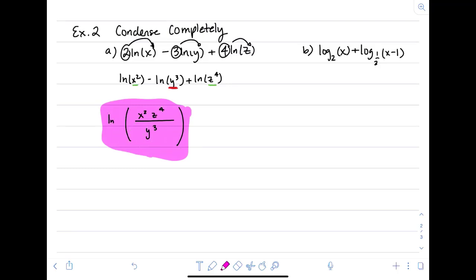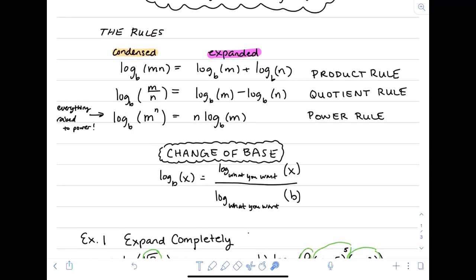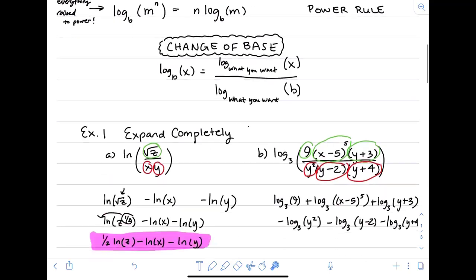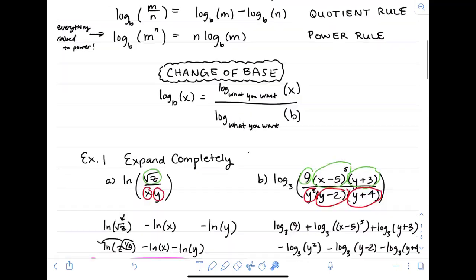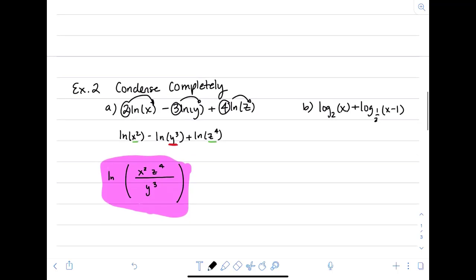Cool. Okay, so let's take a look at this next one. We got a little challenge mode here. So check out the bases. We've got 2 and we've got a half. And if we scroll up and look at our log rules, notice that the pattern for condensing is you need to have the same base. So I cannot immediately apply any of these rules, product, quotient, or power, really. At this point, I have to try and first change the base.